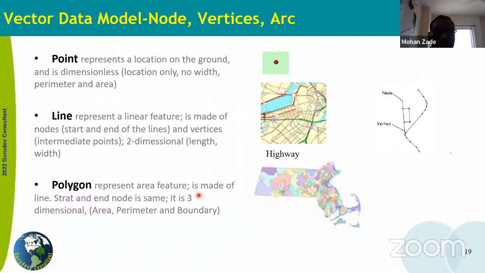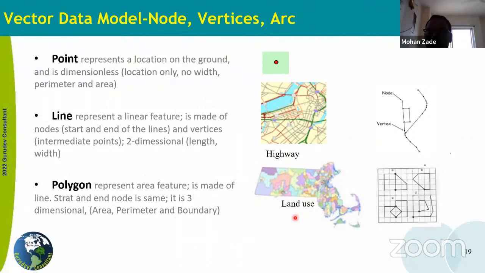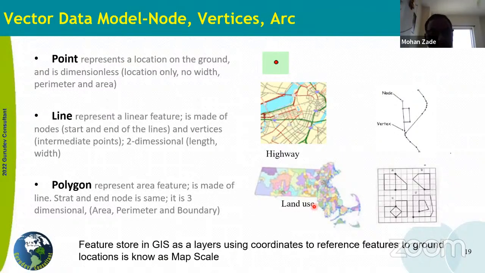In terms of a polygon, it's three-dimensional. It has area, perimeter, and boundary. Sometimes it is called land use, land parcels, or the area of districts or talukas. These features are stored using coordinate systems, which is known as map scale. We'll learn about map scale in the next few slides.